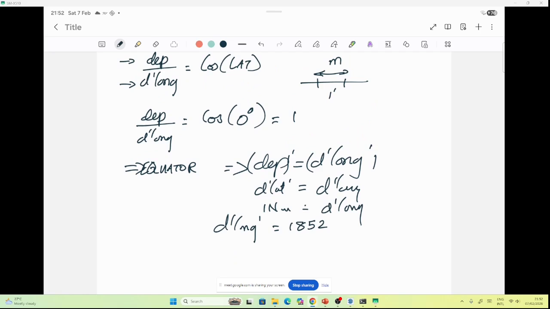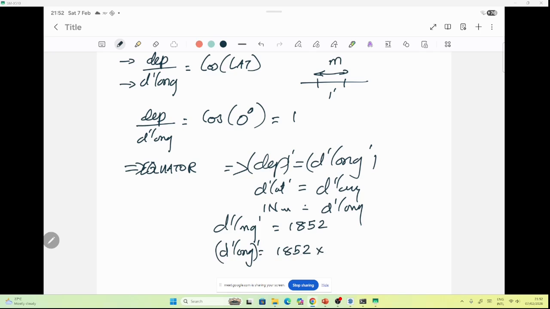Right. So then, if we want to find out how many millimeters this is, because our longitude scale is given in millimeters, how do we convert this to millimeters? What is the distance of 1 minute of d long in millimeters at the equator?